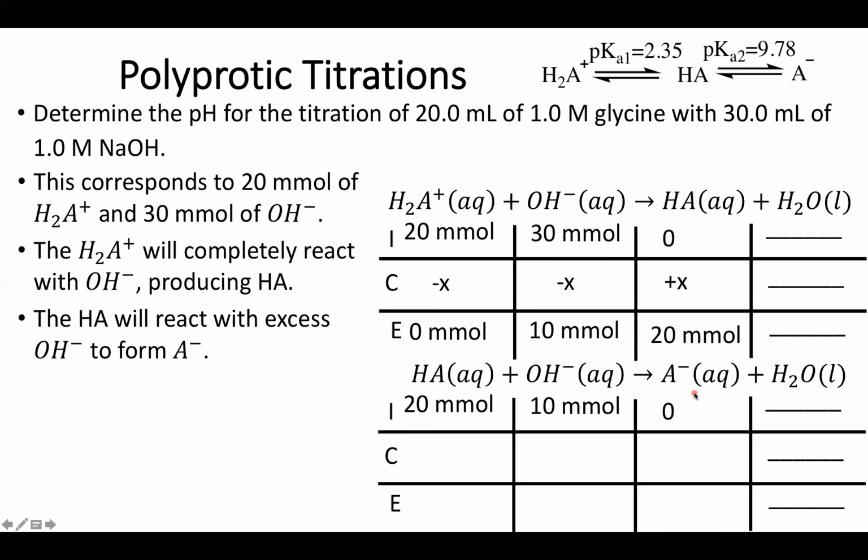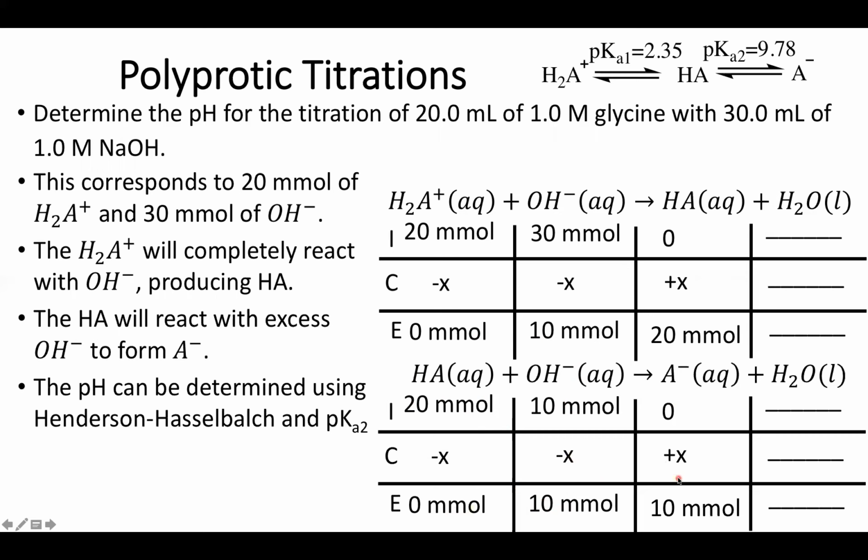So then the question is, now who's limiting? And in this case, we're going to find as we consume both our monoprotic and our strong base, we should now have 0 millimoles of our hydroxide left and 10 millimoles of our HA, producing 10 millimoles of our conjugate base. So from here, the pH can be determined using Henderson-Hasselbalch and now pKa2, where we've got 10 millimoles of each. So again, equal amounts of both acid and conjugate base should generate a pH equal to the second pKa, again, just short of 10.